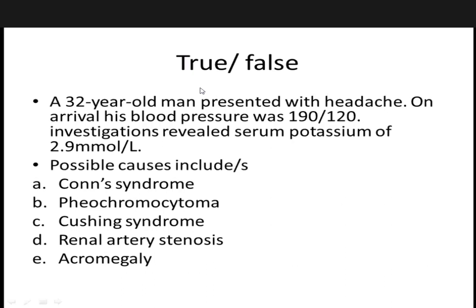In addition to that, you must read about a few things regarding congenital adrenal hyperplasia. When someone presents with hypertension at a younger age, how do you differentiate congenital adrenal hyperplasia from Cushing syndrome? Again, that is a sort of self-learning activity which you have to do.